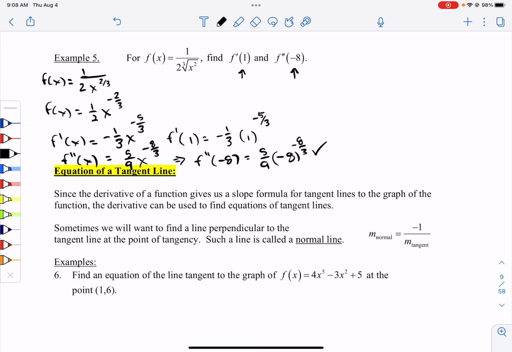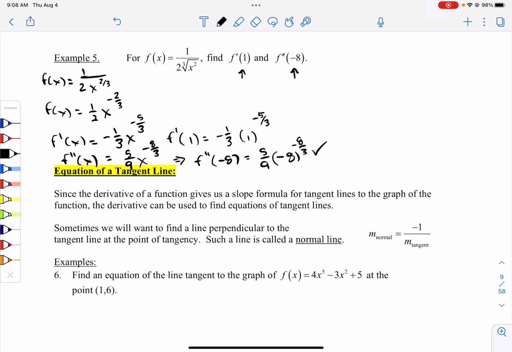If this was on the AP test, I have no idea what -8 to the 8th power is. If this was a calculator question, you wouldn't have even done any of this by hand. You would have done the whole problem on the calculator.